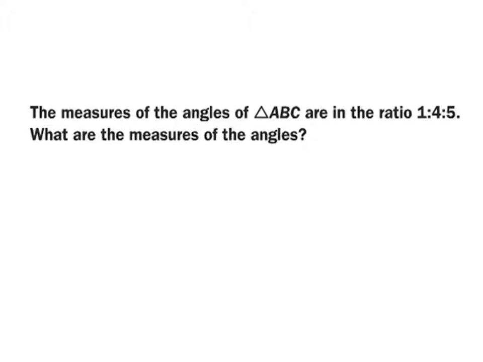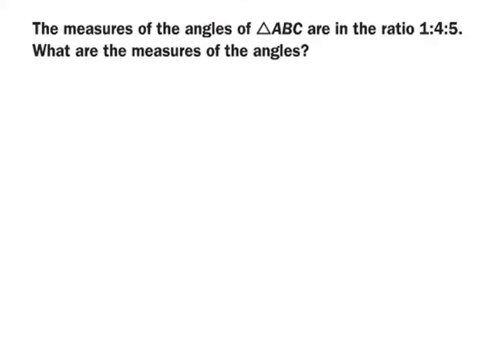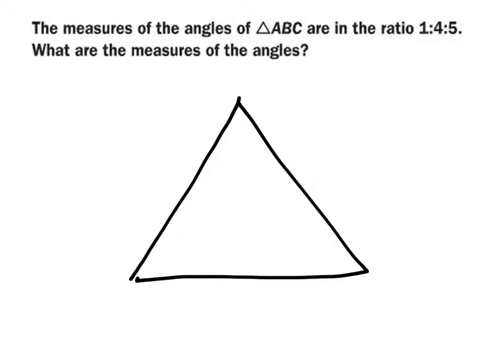All right, this type of problem is just a little bit different because it tells us the ratio of how the angles are related, okay? So it says the measures of angles of triangle ABC are in the ratio 1 to 4 to 5. And yes, we can figure this out, okay? So again, I'm just going to draw any general triangle, it doesn't matter. And we can say this is A, B, and C. And so let's look at this. We got 1, 4, and 5. So let's start from the left. We'll let A be the 1, B is 4, and C is the 5.